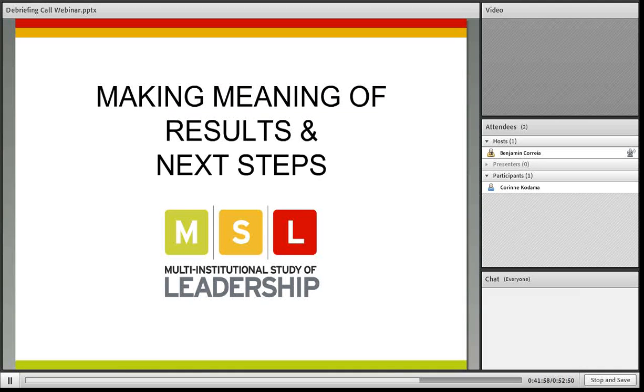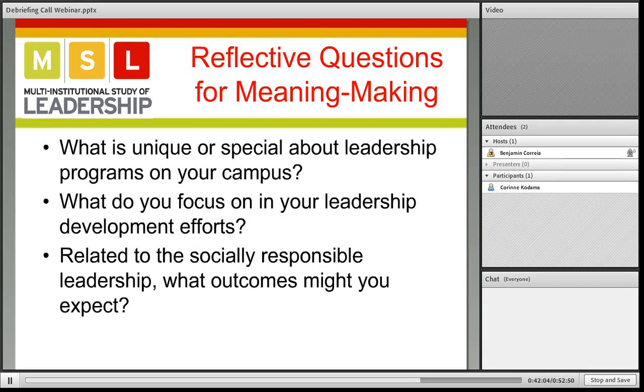Now, the final thing I want to discuss here is to consider how to make meaning of the results, now that you know how to read them and see what they are. It's about trying to understand and interpret what it means. There are a few questions that you should think about and discuss with your team here.